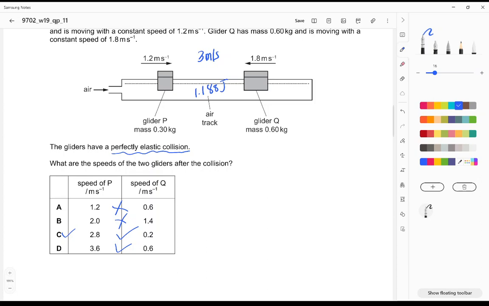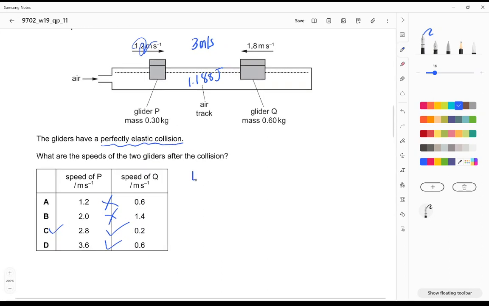Okay, I think I made a mistake. I was just reading this again, so I'll do it directly over here. Let's just write it down. Sometimes writing is the best way. EK after collision using option C is going to be half into mass 0.3, and that is why I'm against directly using a calculator. So that is going to be 2.8 squared, and plus we are going to work this out: 1 divided by 2 multiplied by the mass 0.6, but the velocity of Q is 0.2.